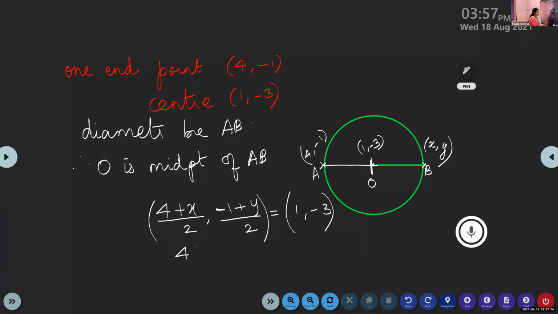Now equate this and find out what is x and what is y. We can equate the x coordinates: (4 plus x) by 2 is equal to 1. Similarly, equate the y coordinates: (-1 plus y) by 2 is equal to -3. Now cross multiply and simplify and find out the value of x and the value of y.